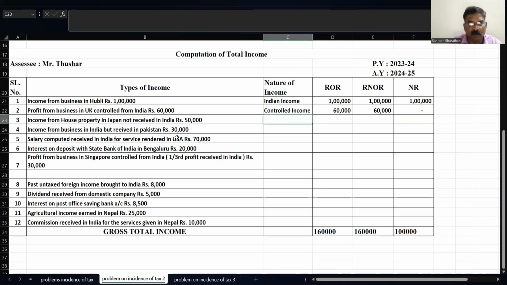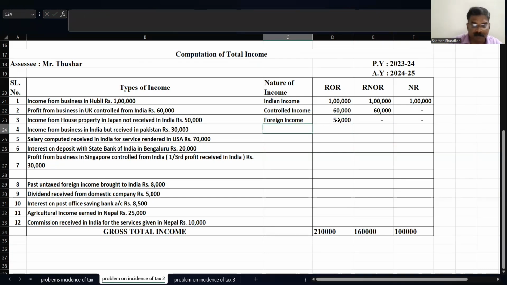Okay, next. Income from house property in Japan, not received in India. So Japan is a foreign country. There was a house property and some revenue has been generated from the house property which is situated in Japan. Nothing is received in India. Amount has not come to India. So what do I treat? I treat that as a foreign income. So it is taxable only in case the individual is a resident and ordinary resident. So I'll mention 50,000 and in the rest of both the columns I mention 0, 0.